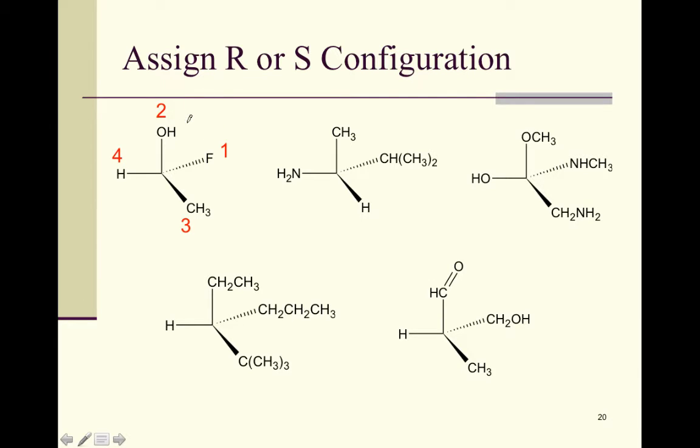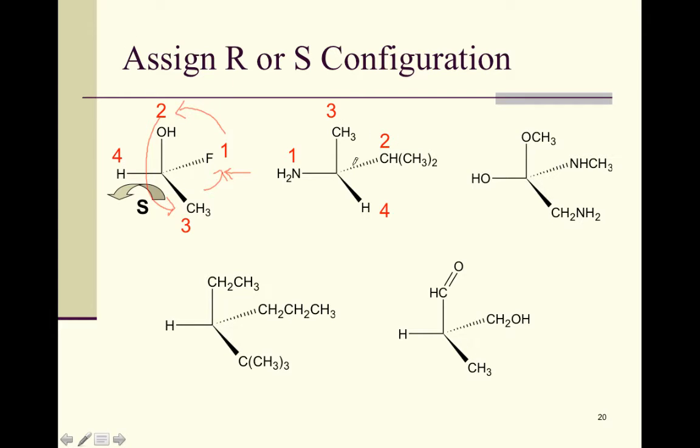For this first one, we didn't have any ties. We have fluorine being 1, oxygen 2, CH3 is the 3rd one, and hydrogen is 4. So what's happening is my lowest priority is over here. So to keep this away from me, I'm going to be looking at it from this direction. I have number 1 here. That means 2 is going in this direction. To get the 3 is going in this direction. And so by looking at it from here, we can see this is going counterclockwise. This is an S.